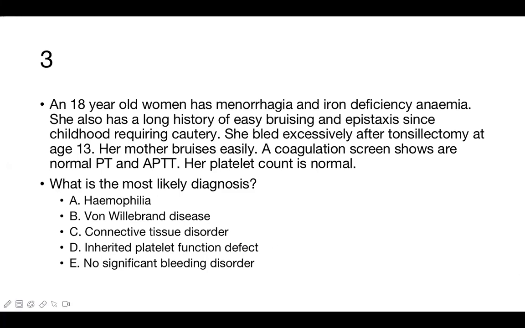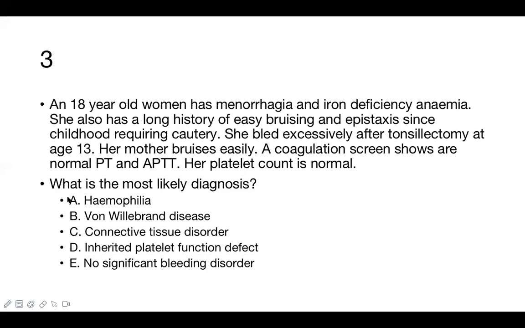Now, let me explain. She is an 18-year-old woman who has menorrhagia and iron deficiency anemia. This is because of repeated bleeding. She has a long history of easy bruising and epistaxis since childhood, such a severe epistaxis that it required cautery for the treatment. She also bled excessively after tonsillectomy. Her mother bruises easily, so there is a family history as well. A coagulation screen shows normal PT and APTT. Her platelet count is normal.